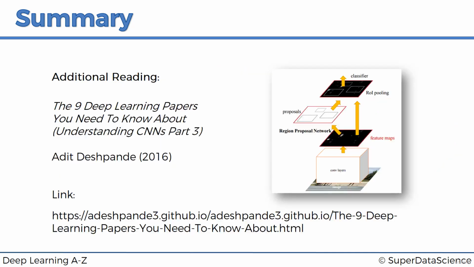If you'd like to do some additional reading, there's a great blog by Adit Deshpande from 2016. You can see the link over there at the bottom. The blog is called The 9 Deep Learning Papers You Need to Know About: Understanding CNNs Part 3. It gives you a short overview of 9 different CNNs that have been created by people like Yann LeCun and others, which you can then go ahead and study further. There will be a lot of new things that will be totally new to you and that you will have to get your head around. But just keep this blog, or these 9 papers, in mind.